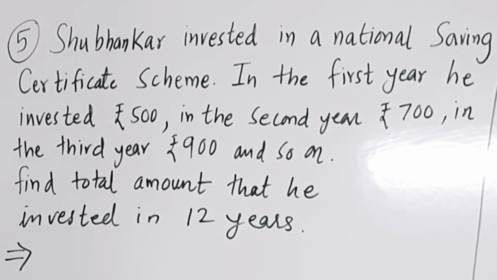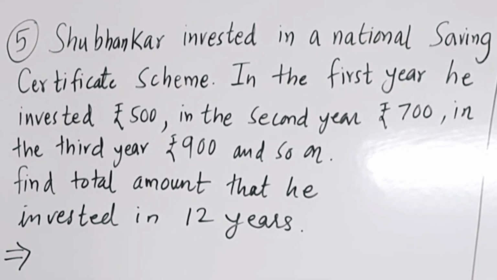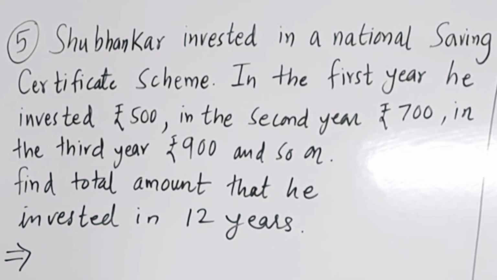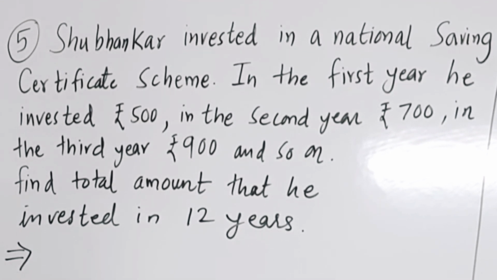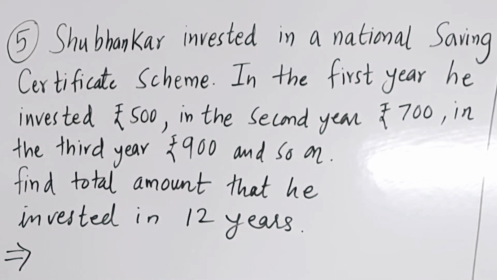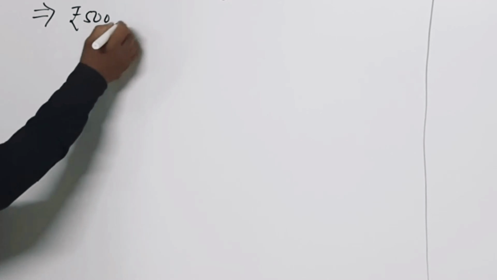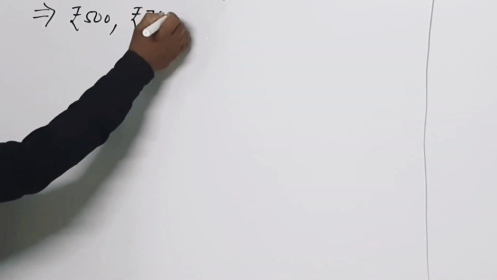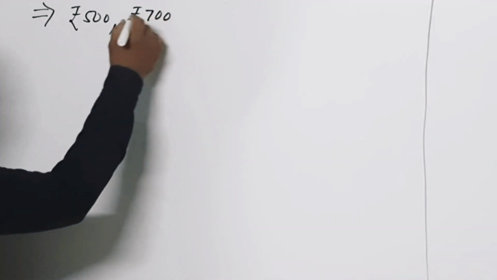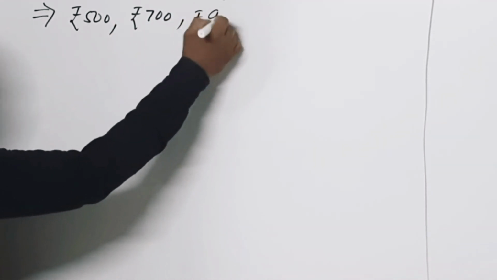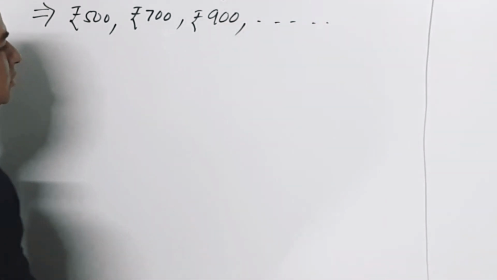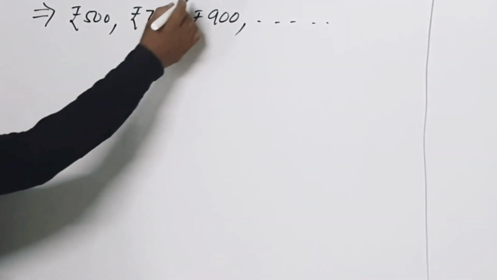Fifth example. Subhankar invested in National Savings Certificate Scheme. In the first year, he invested rupees 500. In the second year, rupees 700. In the third year, rupees 900, and so on. Find the total amount that he invested in 12 years. So the investment done by Subhankar is rupees 500 in the first year, rupees 700 in the second year, rupees 900 in the third year, and so on. He invested for 12 years.